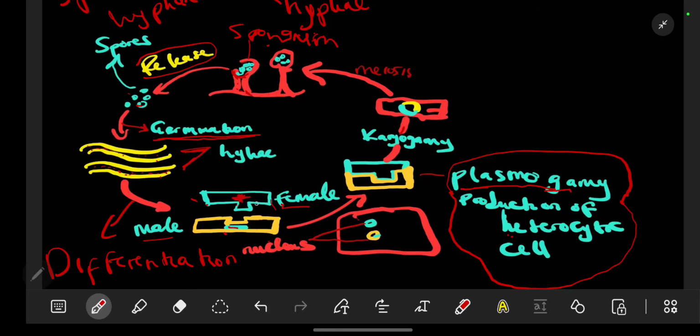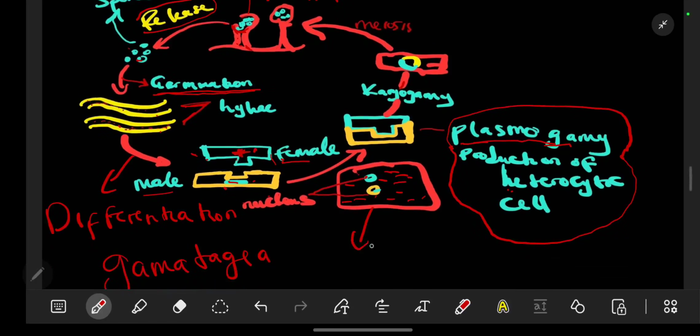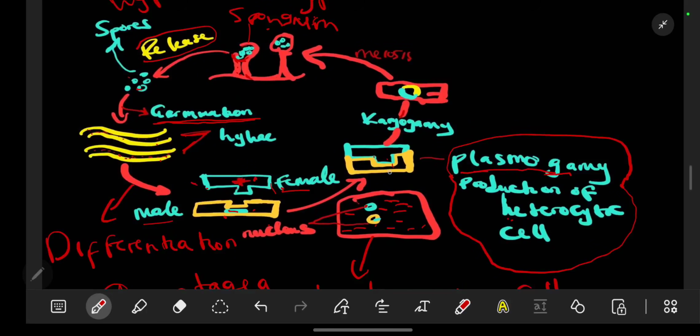Remember, this hyphae has a nucleus and this hyphae has a nucleus, like that. So they have a nucleus from both male and female. So this type of cell is what we call an heterocytic cell. So this is plasmogamy. Now I've just drawn this one to allow you to understand what goes on. So this heterocytic cell will now be able to undergo the process of karyogamy.